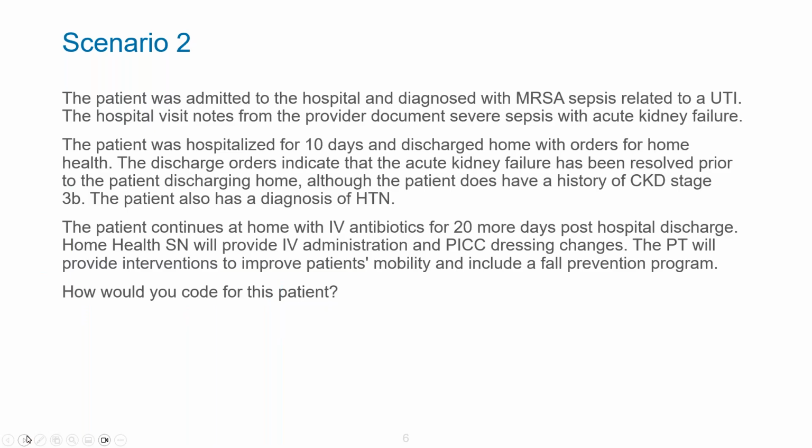The patient continues at home with IV antibiotics for 20 more days post-hospital discharge. Home health RN will provide IV administration and PICC dressing changes. The PT will provide interventions to improve the patient's mobility and include a fall prevention program. How would you code for this patient? There's a lot of verbiage in this scenario, so I always recommend coders write those things down as you're going through the codes, to be able to separate them out, code things correctly, and not miss anything. You can advance the slide.